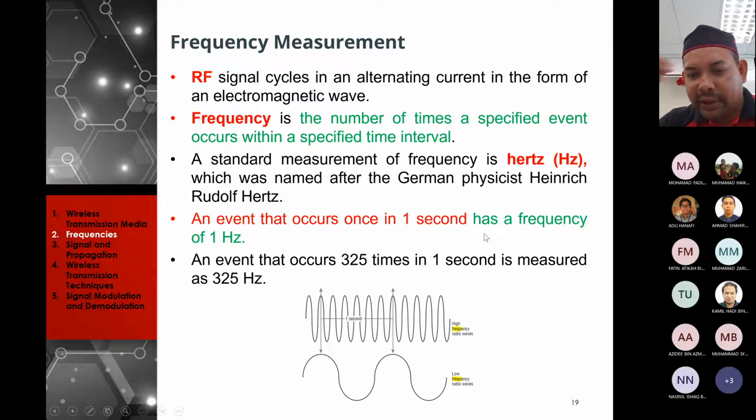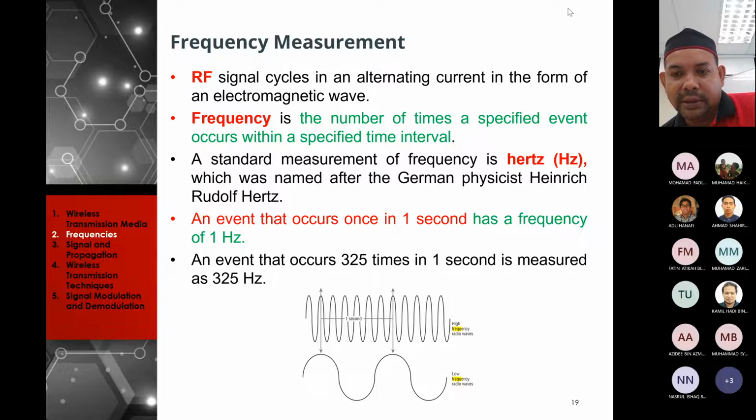Kalau time dia sama dengan 1 second, dia baru complete satu cycle, itu kita panggil dia 1 Hertz. Kalau dalam 1 second, dia completekan 1000 cycle, kita panggil dia 1 kilohertz. Kalau dalam 1 second dia boleh complete 1 million cycle, 1 saat saja, kita panggil dia 1 megahertz.